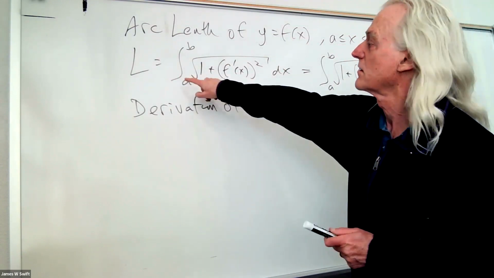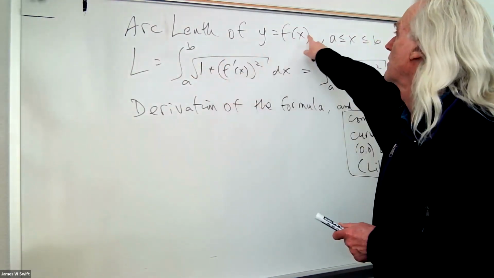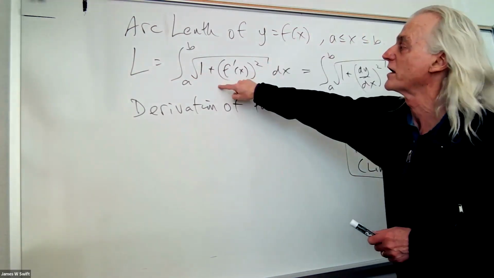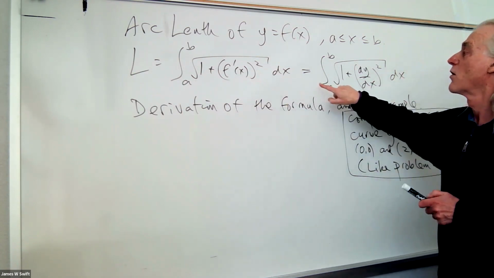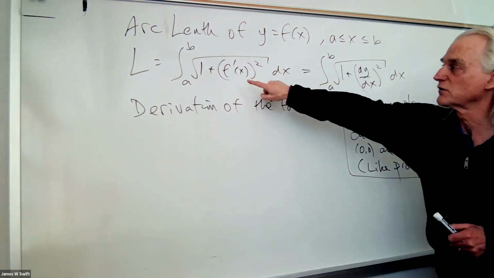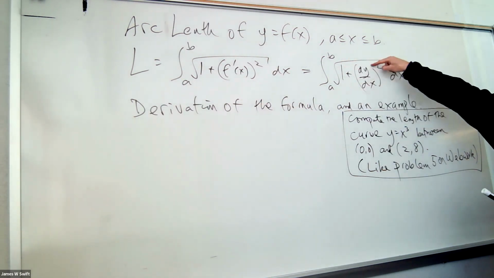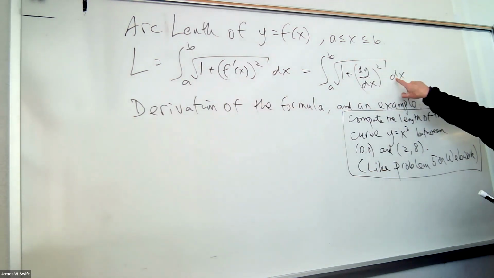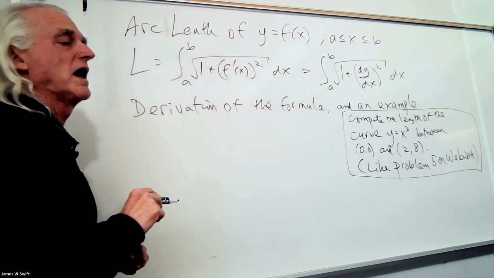The length of that curve is the integral from a to b, because x goes from a to b, of the square root of 1 plus f prime of x squared dx. Or we can write this without introducing f as the integral from a to b of the square root of 1 plus dy dx, square that, and then integrate it. All right, so why is that the case?